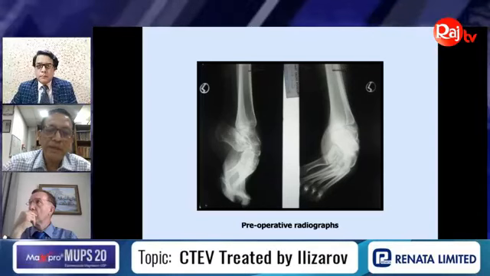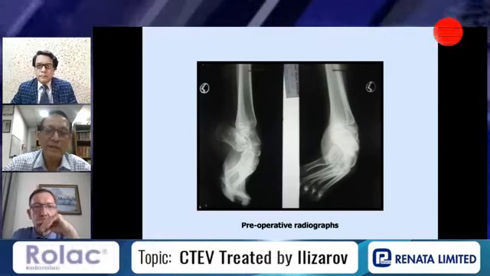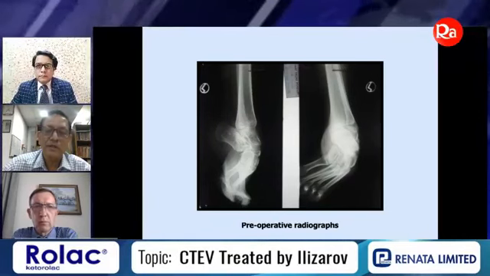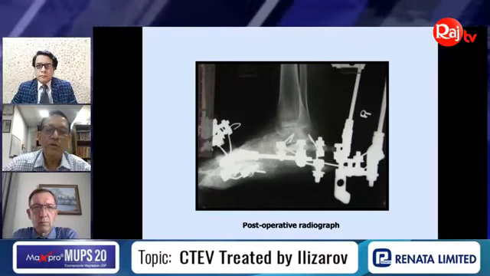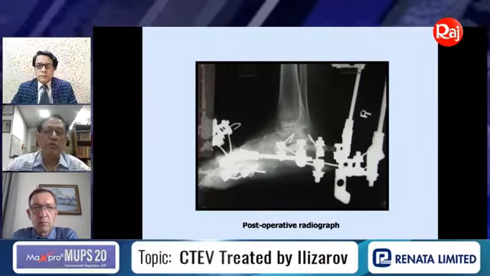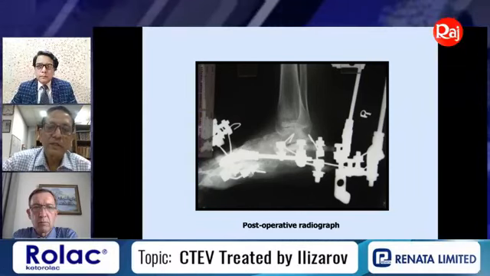You can see the pre-operative radiograph. The total line is about 180 degrees. See where the equinus is. Adduction is 60 degrees. Now the common problem is, what happens when we are going to correct the equinus deformity? This is the talus.